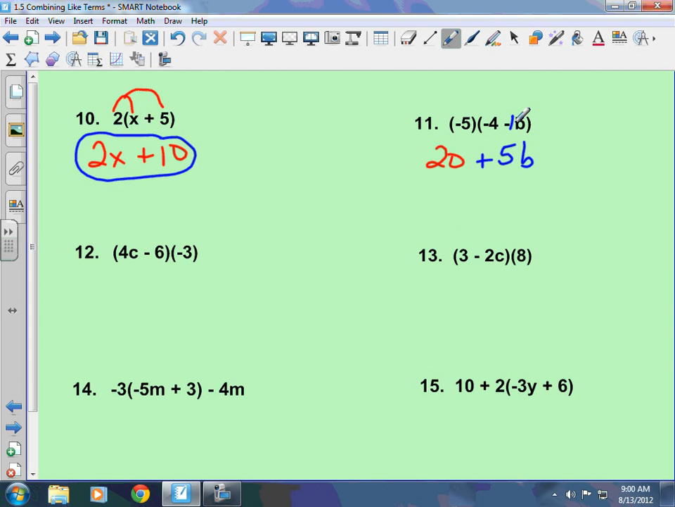If you brought that negative sign down, you got the wrong answer. So you cannot bring signs down. You have to bring down the sign that goes with the number.